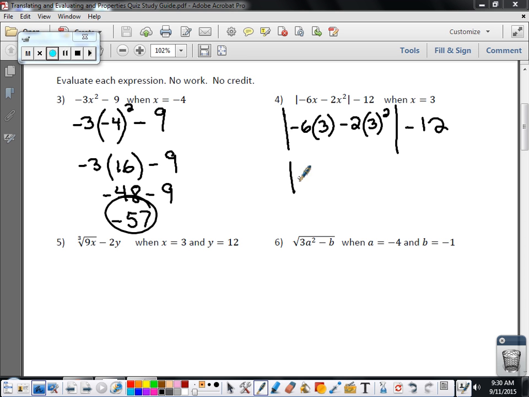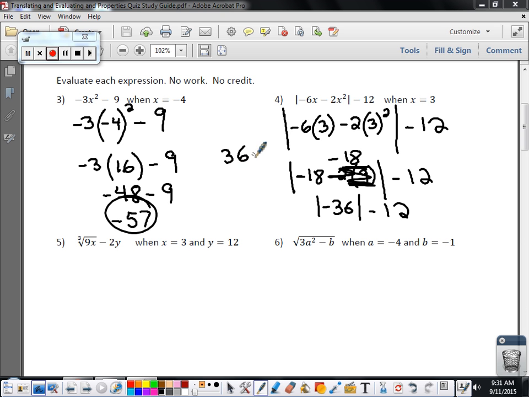So absolute value, negative 18, minus 2 times 9, minus 12. I'm going to do this at once because I'm running out of room. Negative 2 times 9 is going to turn into negative 18 or minus 18. And then negative 18 minus 18 is going to be negative 36, so I have the absolute value of negative 36 minus 12. And then the absolute value of negative 36 is positive 36. So I have 36 minus 12, which obviously is just 24.